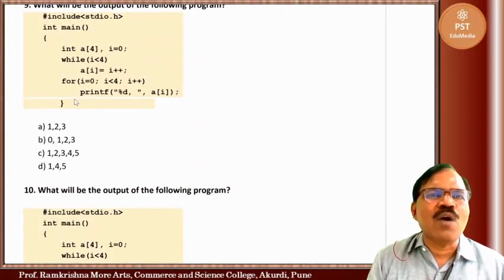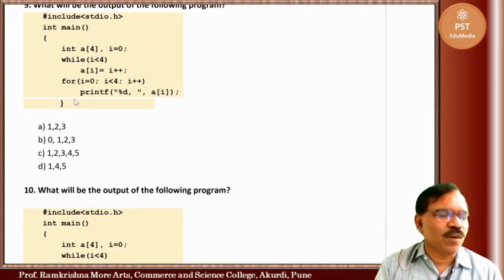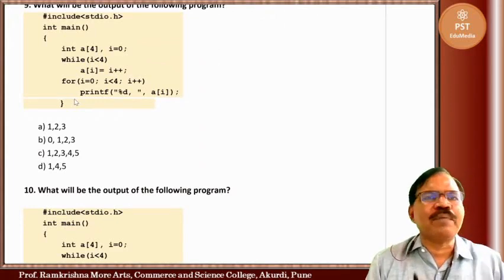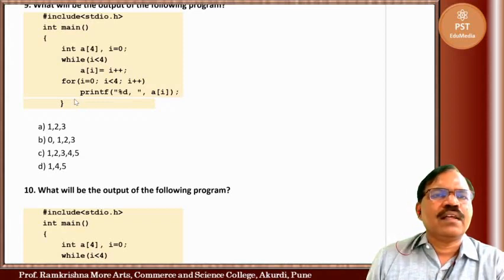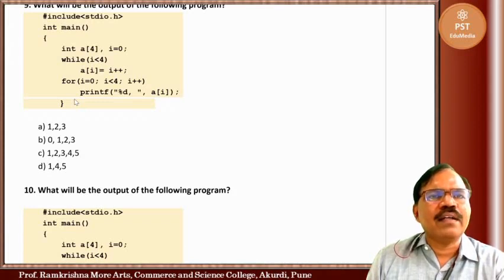What will be the output of the following program? A very simple program, we just look carefully. So #include <stdio.h>, int main, then in curly braces int a[4]. So we have array a[4].